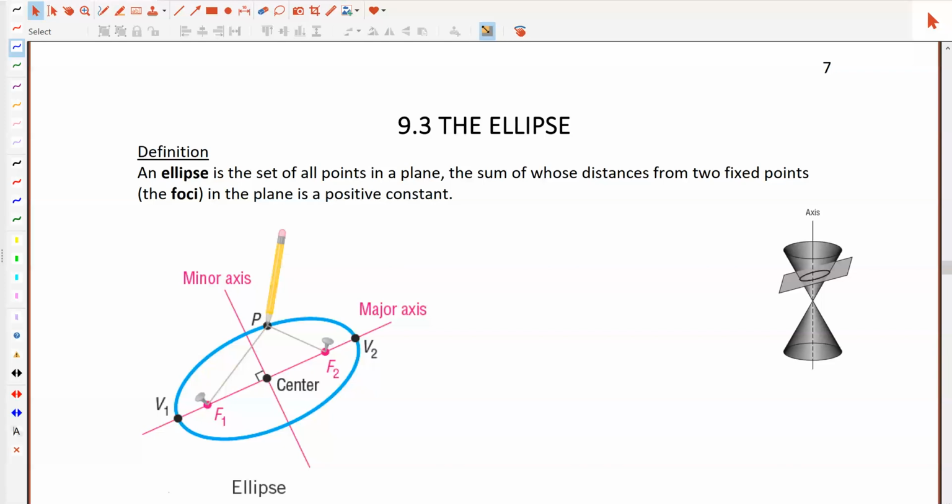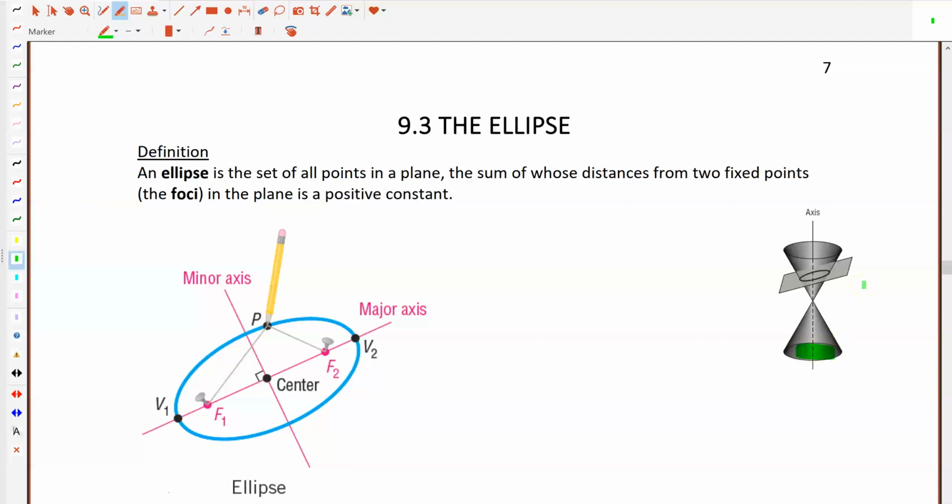So our next conic section that we're going to look at is the ellipse. Just as a reminder, when we first started looking at conic sections, we said that we're going to have these right circular cones and we're going to be intersecting them with planes. A circle is formed if the plane is parallel to one of the bases of the cone.